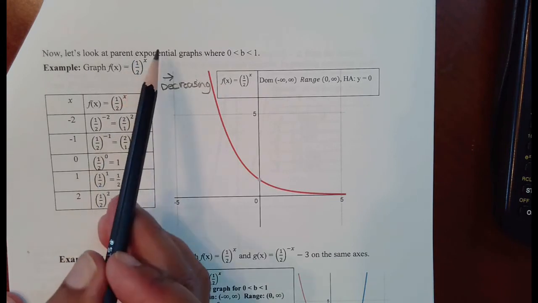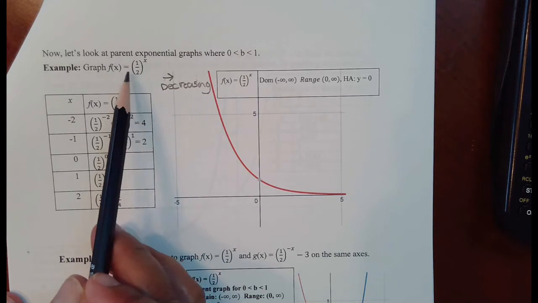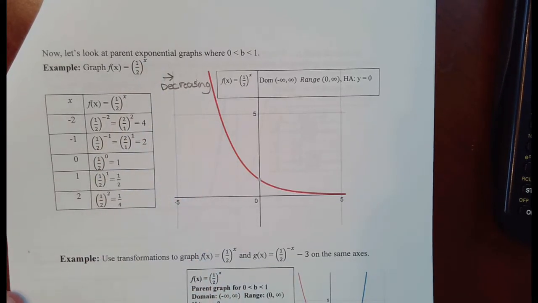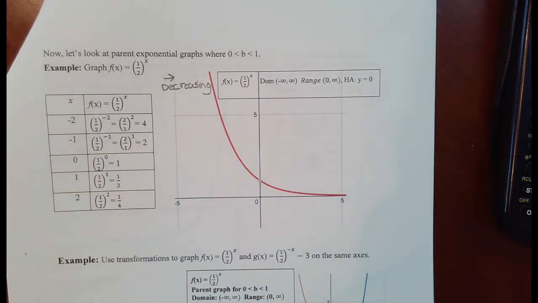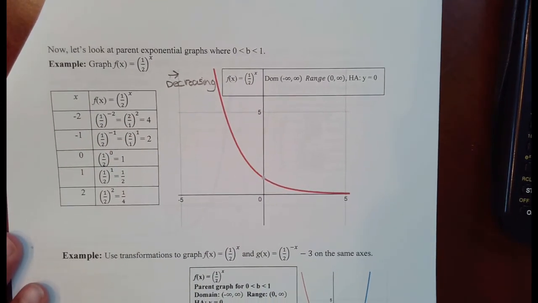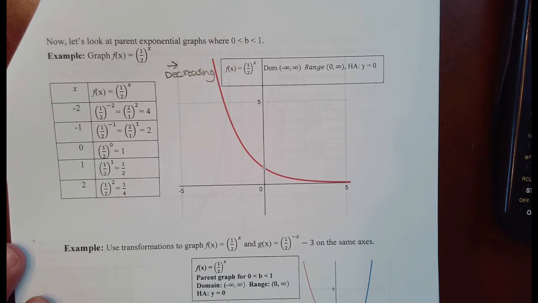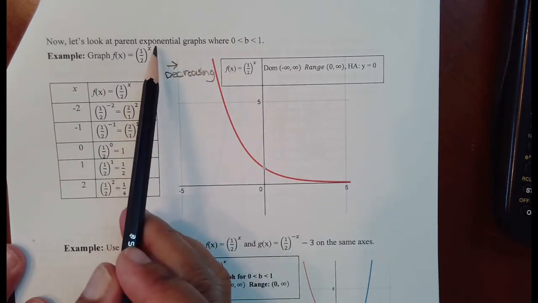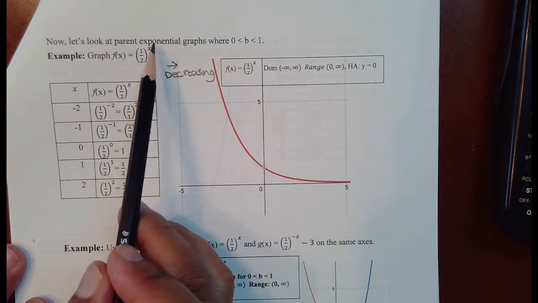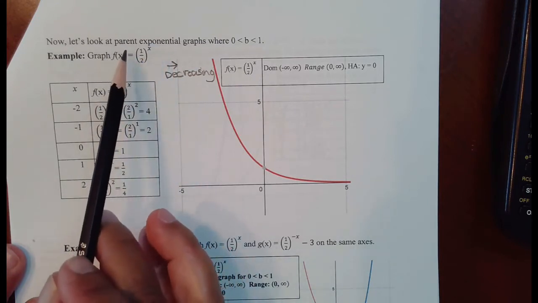I have a table of values. I presented the first one for you. Again, I'm going to look at this as the parent graph because there's nothing being added to x or multiplied by x. No multiplies out here. So this is a nice clean parent graph that we're going to use the values for to get the other graphs that we're going to compare it to. So this is just your basic fractional base where the top is less than the bottom, climbing this way.